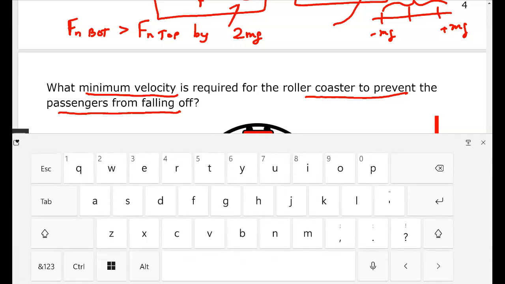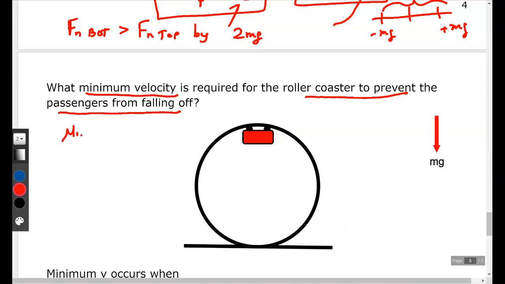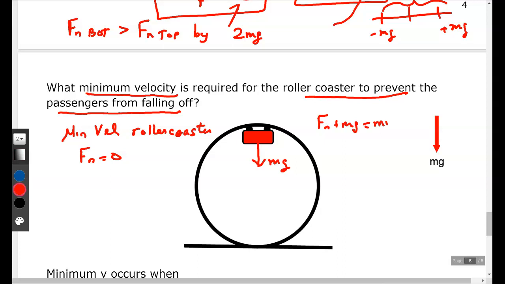The minimum velocity, so write down min velocity is where in a roller coaster, F normal equals 0. What does that mean? Only the weight force is actually providing the minimum force. Your weight force becomes your centripetal force. So, normally, it's Fn plus mg equals mv squared over r.